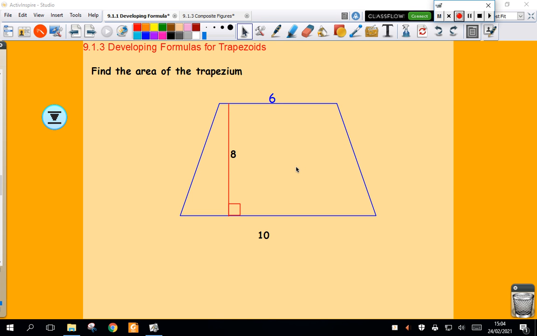Okay, in this class I want to look at developing formulas for trapezoids, specifically the area of a trapezoid formula. A trapezoid is just a quadrilateral, meaning it has four sides, with exactly one pair of parallel sides. These two sides would be parallel sides, and those two parallel sides are called the bases of the quadrilateral. And we have a big base 10 and a little base 6.